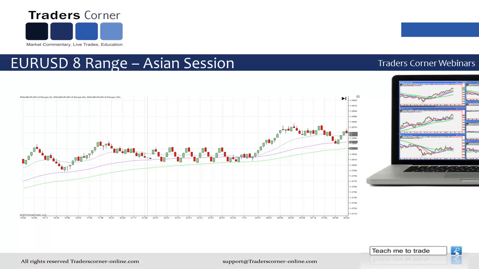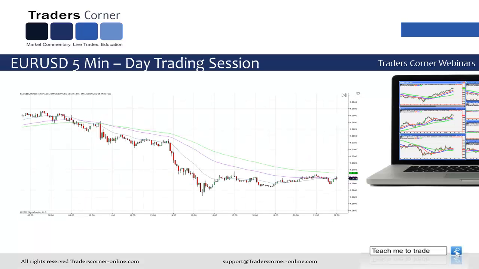But if you wanted to range trade, you can see that there are many opportunities there to sell the top of the range and buy the bottom of the range, because it's very clearly identifiable and it allows you to find the entries very easily. Does that make sense to you guys? Looking at the 5-minute chart on a day trading session.